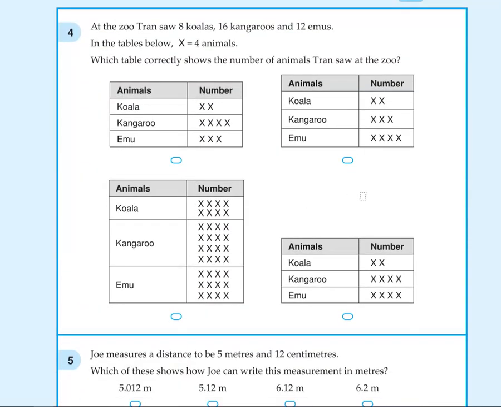They're times tables. At the zoo, this is what was seen: 8 koalas, and if the cross equals 2, that means you need to have 2 crosses for koalas. It could be this one, could be this one, could be this one. Definitely not this one. 16 kangaroos, so this could be twice as many crosses for that one, or that one. And 12 emus, there needs to be 3 times 4 equals 12. Not that one, not that one. So yes, top one is the right answer.